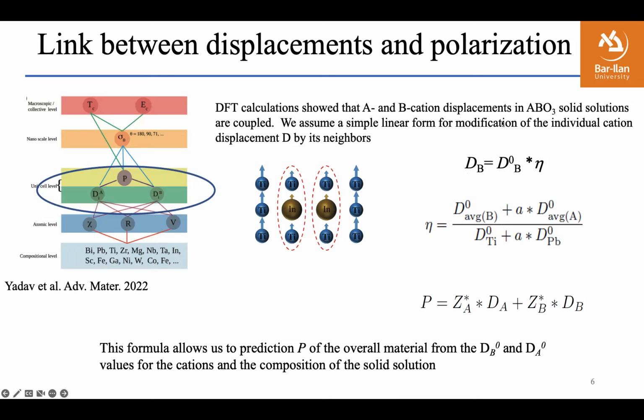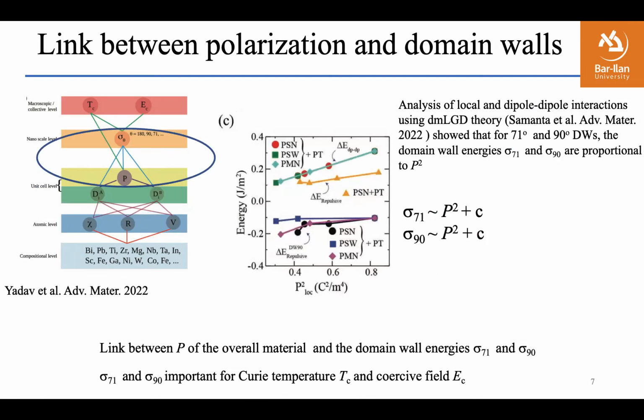But once we have the influence of the composition taken care of, and we can predict the displacement of each individual cation in the solid solution, we can very easily get polarization by multiplying by the Born effective charges. So this, again, assumes that we know these parameters over here, and this should be labeled by different, this will be like A1 and A2. No, actually, this is fine. So if you know these parameters, then we can take the composition and predict the individual displacements of the cations in the solid solution. Okay, and that gives us polarization.